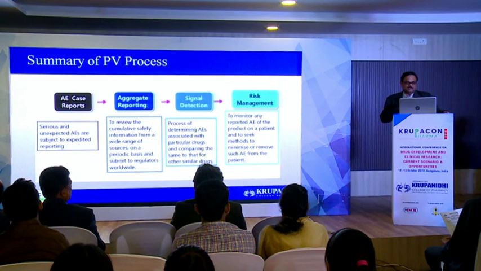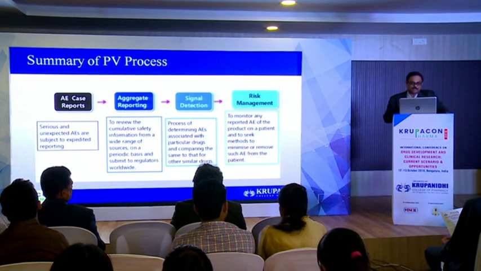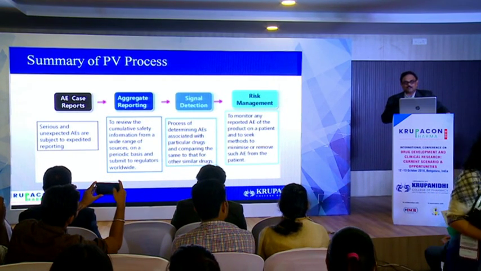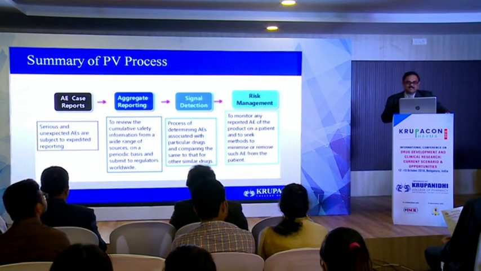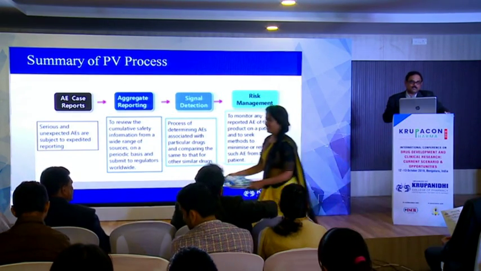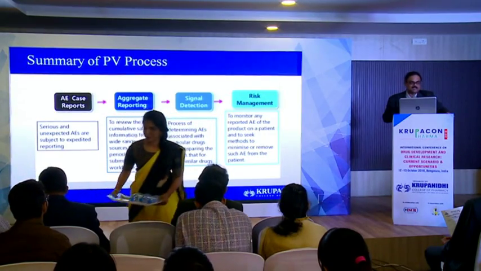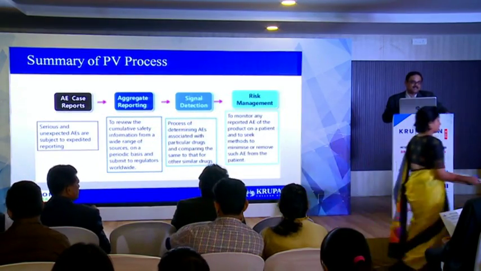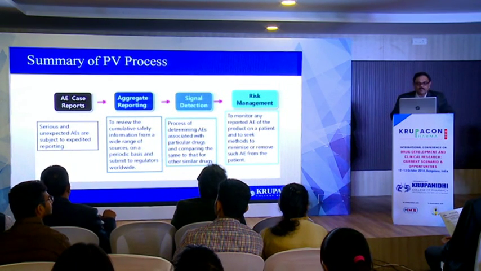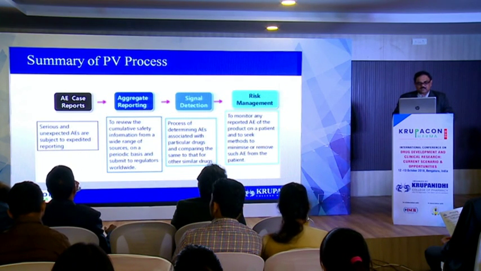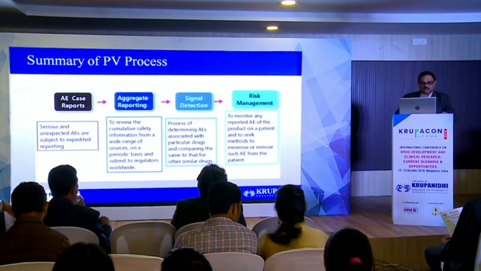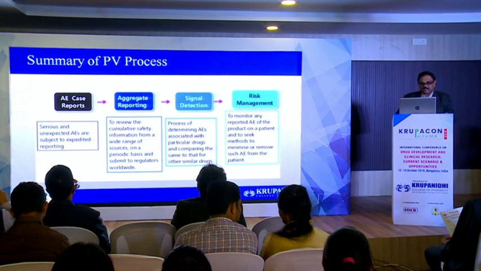So finally, to summarize, the adverse event case reports are aggregated as aggregate reports, then signals are detected throughout the process, and wherever there is a risk, risk management is done. Serious and unexpected AEs are subject to expedited reporting, depending on the regulatory rules in every country; it gets reported differently. And aggregate reporting is to review the cumulative safety information from a wide range of sources on a periodic basis and submit to regulators worldwide. That is the scope of aggregate reporting.